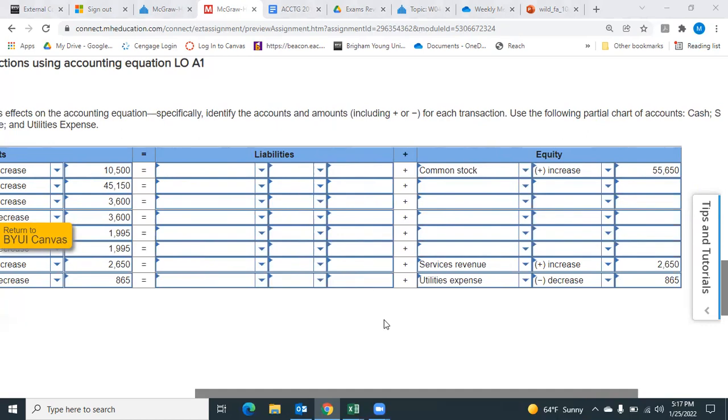I saw Rachel asked in the chat, is the exam like the quizzes, entering info, or is it multiple choice? And the answer is it's both. There are some multiple choice questions and there are some entering answer questions.